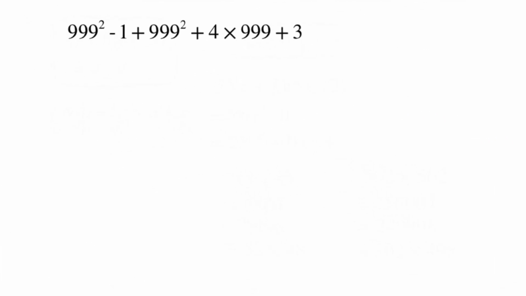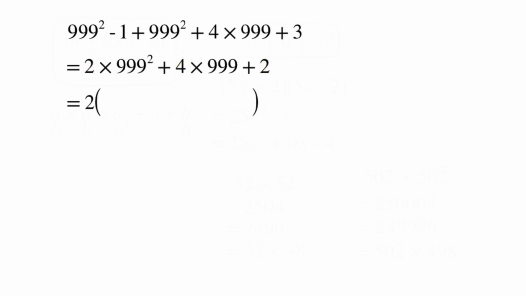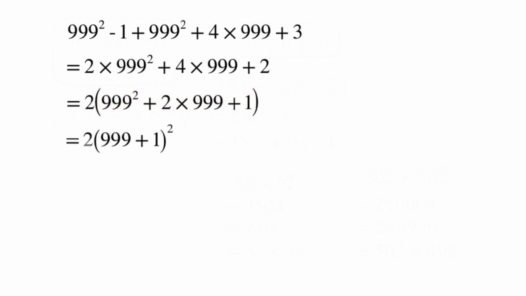From a high school entrance exam, there are two same numbers. 3 minus 1. Common factor 2. This part is a plus b squared. 1000 squared.